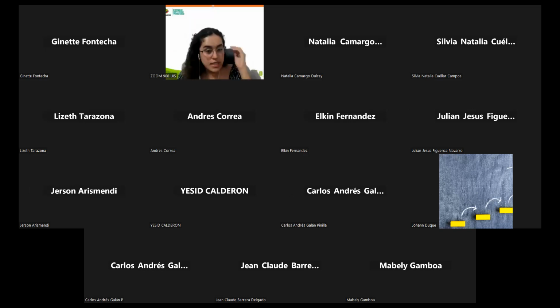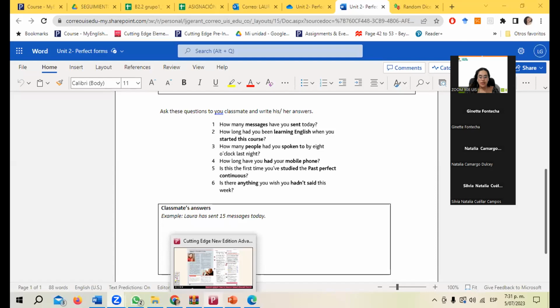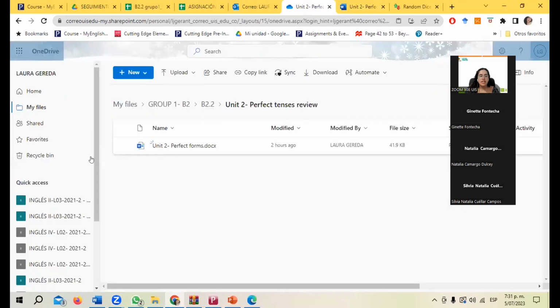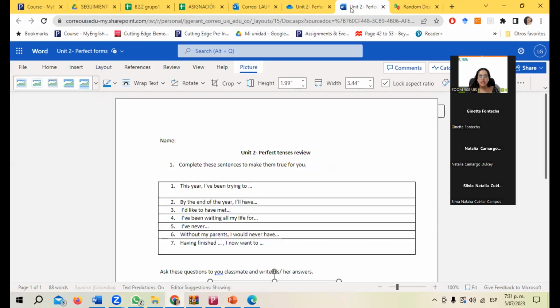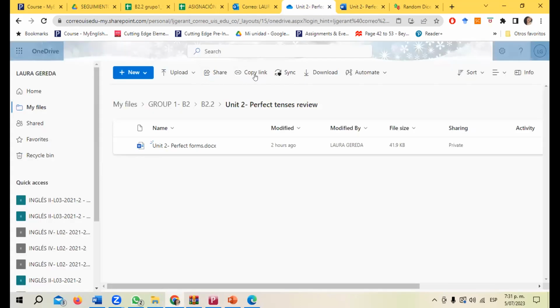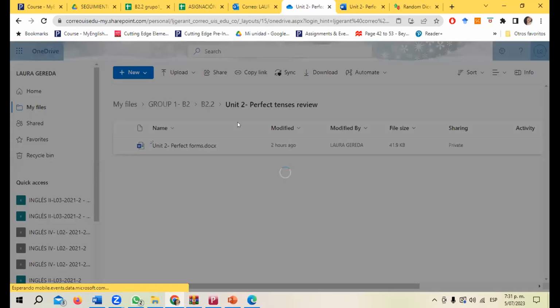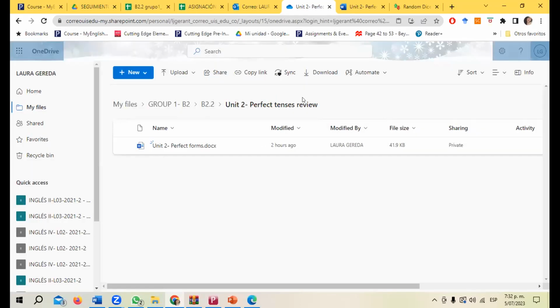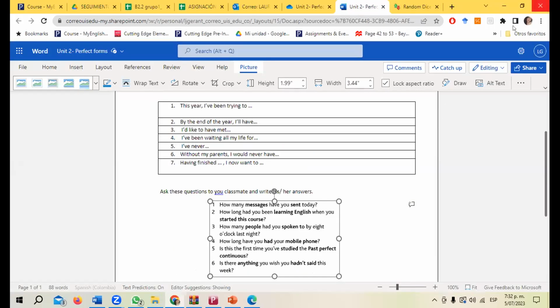All right, I think everyone is back in the meeting. Very good. Okay, guys, excellent. So let's take a look at this activity. This activity is in the folder B2.2. So I will send you the link. You can check the activity. Please do not edit this document. Download it to your computers so you can edit your version and upload it again. Please do not edit the one that I uploaded.